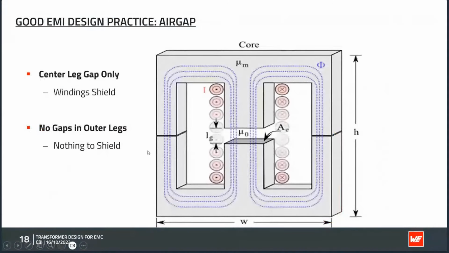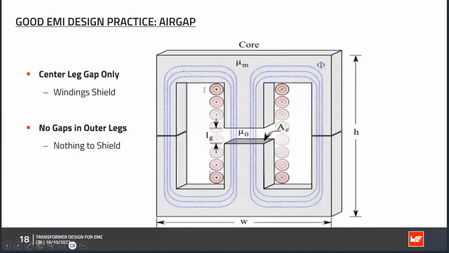It is much better to use the modern approach with a regular power ferrite, where only the center leg is gapped. So in this case, we have no gap on the outside. So basically there's nothing to shield because no radiation comes out here. And a little bit a bigger gap in the center leg. But this gap is covered by the winding on the left and on the right.